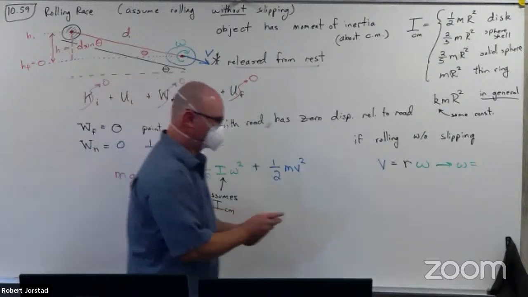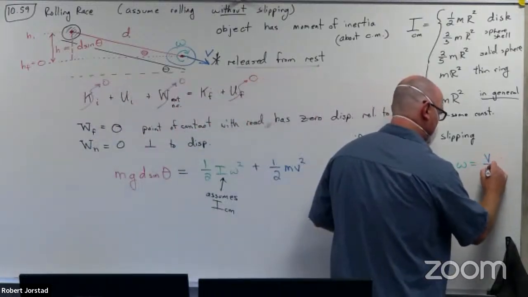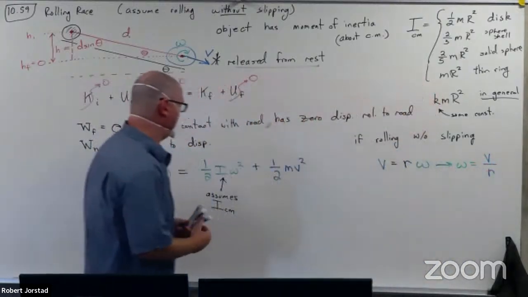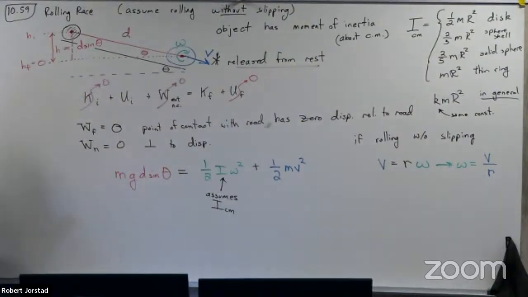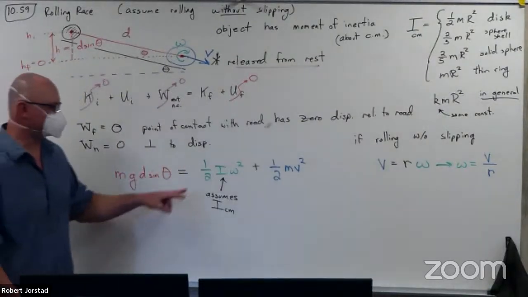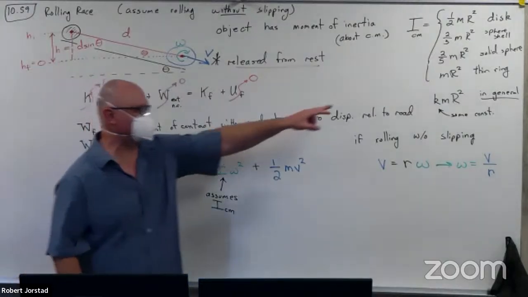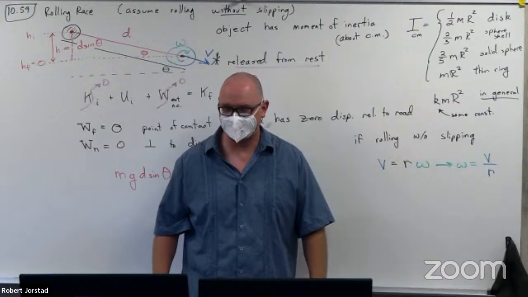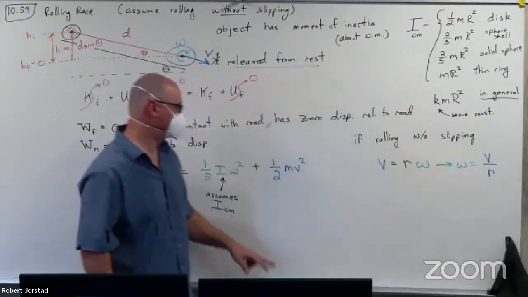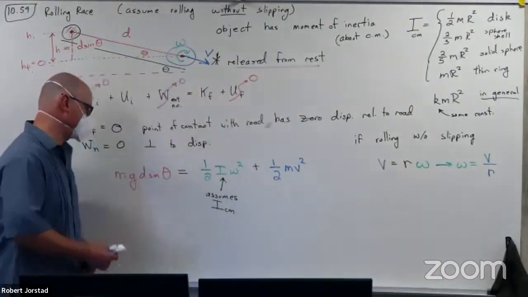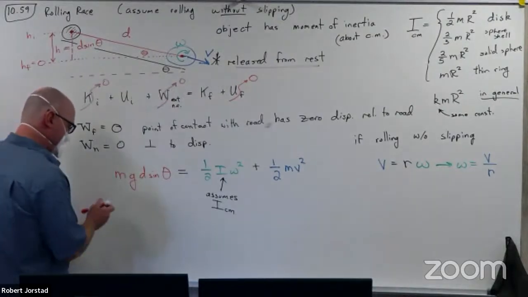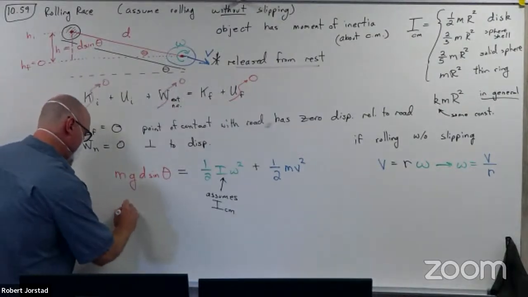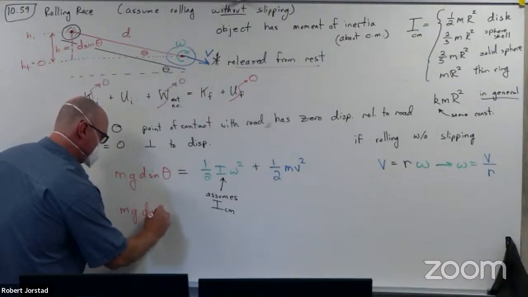V over R, okay? Let's plug that in. And I don't know if you could see this, because these I's are going to have R squareds in them. Is the radius going to matter? Look. When I plug, oh, let's just do it. Okay, let's do it. Yeah, the radius doesn't matter at all.